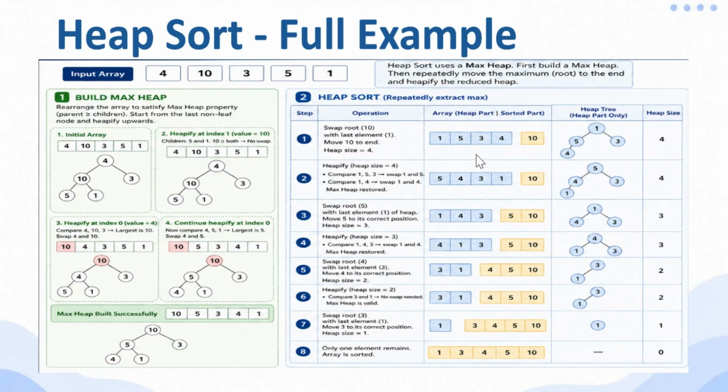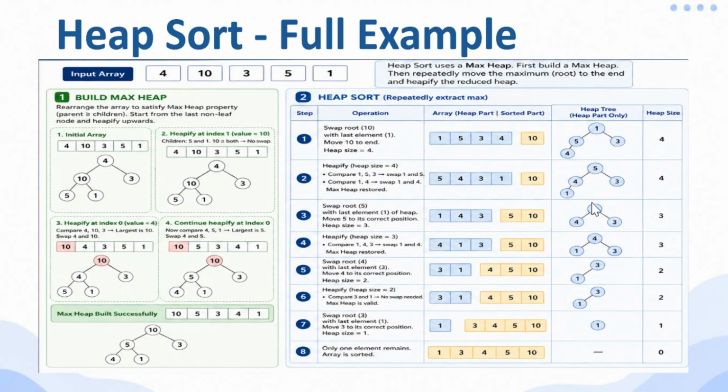So now the remaining heap is 1, 5, 4, 3. The root is no longer the largest here, so we perform heapify. Compare 1, 5 and 3. The largest is 5, so we need to swap 1 and 5. Now 1 moves down. Next compare 1 and 4. Here 4 is the largest, so we need to swap them again. Now the heap becomes 5, 4, 3, 1.